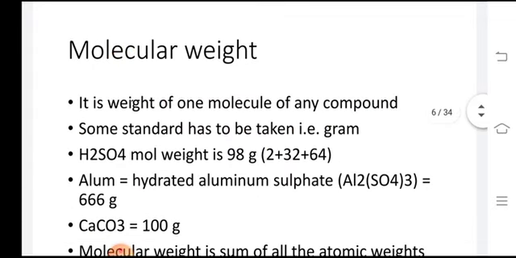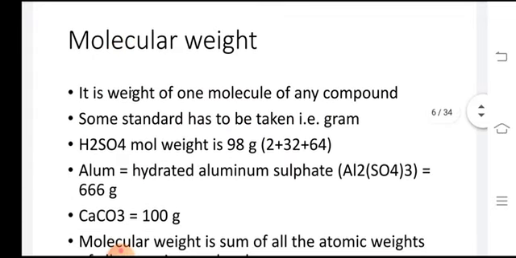So then we have molecular weight. What is molecular weight? It is the weight of one molecule of any compound. It's quite simple.